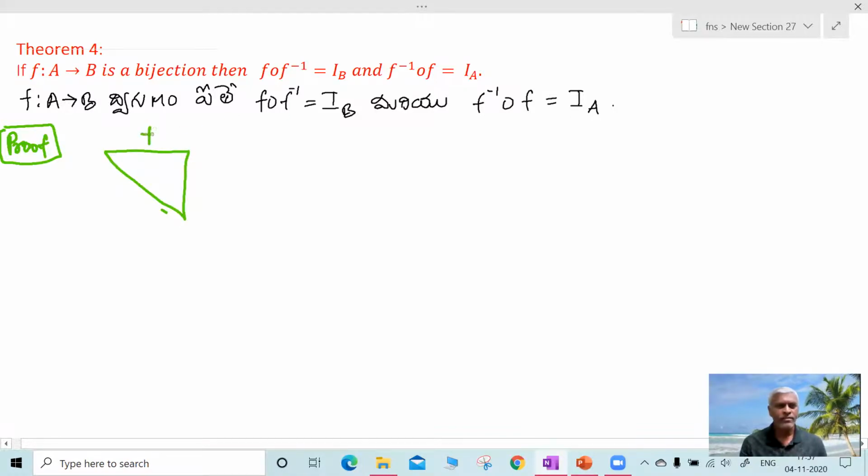F inverse. F: A to B is a bijection, then its inverse exists. If f: A to B, f inverse is from B to A, then f is a function from A to B and the composite function f circle f inverse is from B to B.